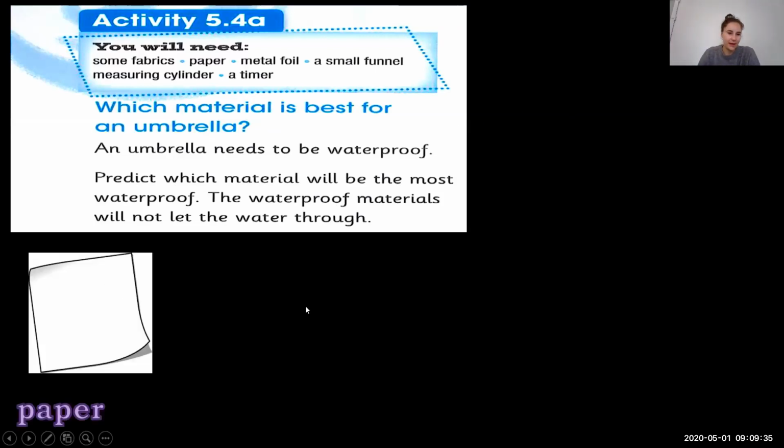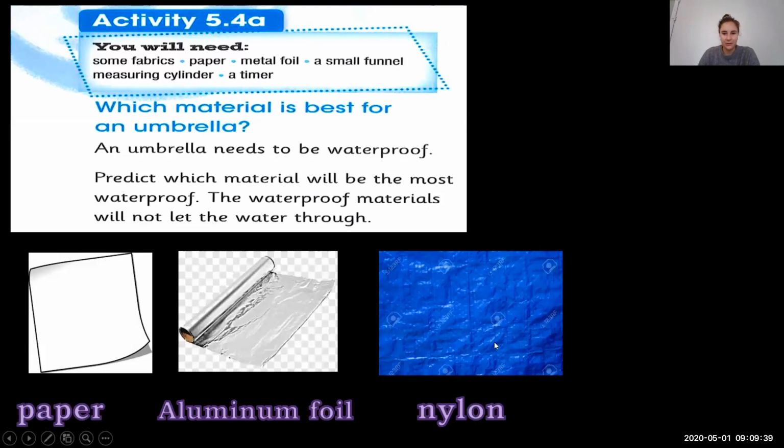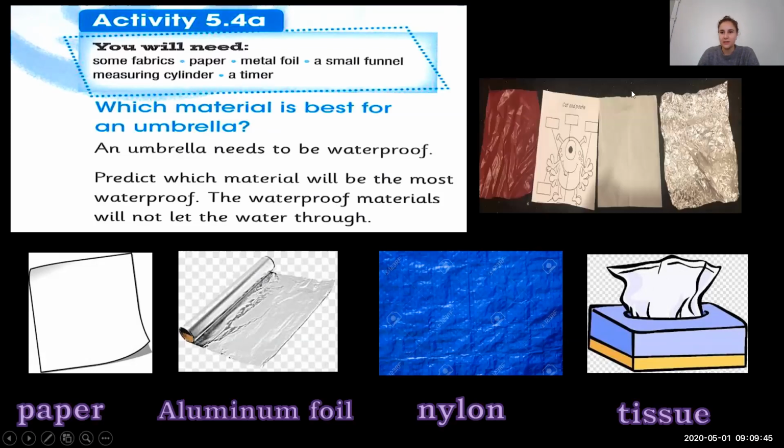We have paper, aluminium foil, nylon, and tissue. Nylon is a type of fabric, and then we're going to use a tissue. So here are all the materials that I used. Here's the nylon, the paper, the tissue, and the aluminium foil.